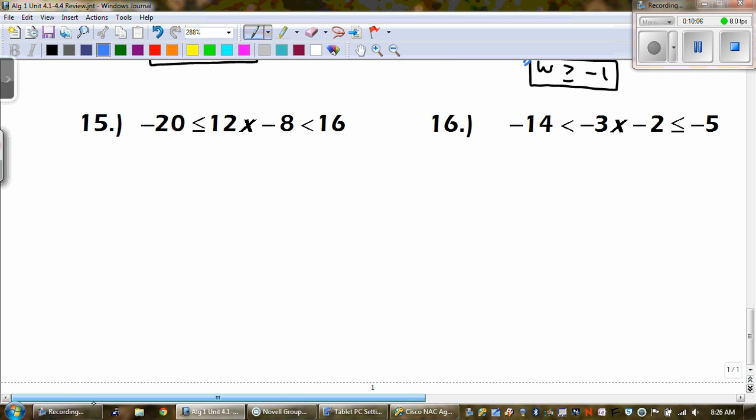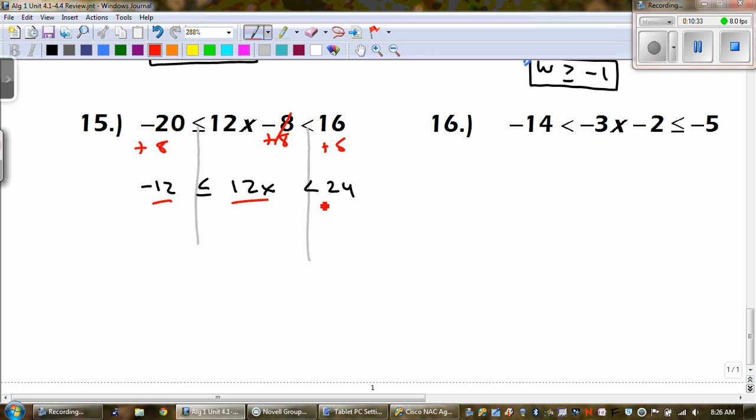All right, just a couple more. Now, remember with these that we draw the lines down the middle on both sides. And now when we solve for x, we want to add 8 to all sides. So we get negative 12 is less than or equal to 12x, which is less than 24. Okay, we're going to divide all 3 by 12. And we get negative 1 is less than or equal to x, which is less than 2.